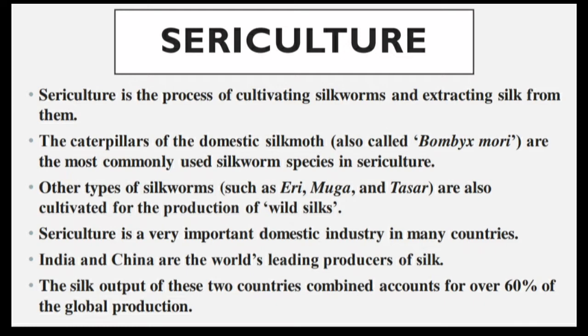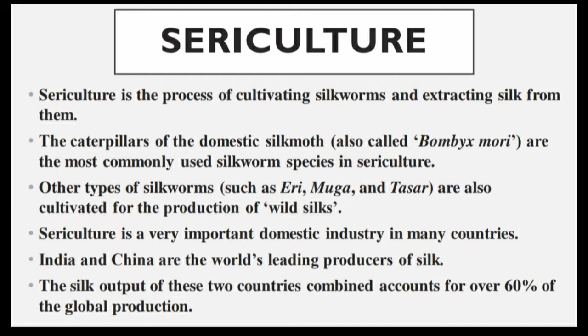The other types of silkworms such as eri, muga and tussar are also cultivated for the production of wild silk. Sericulture is a very important domestic industry in many countries and in many parts of the world.